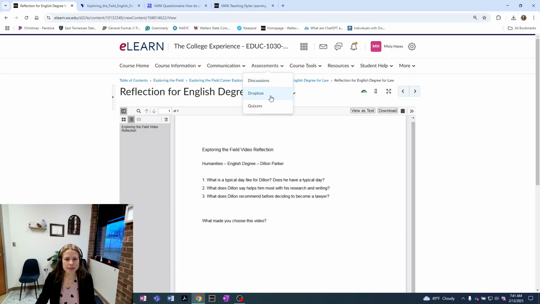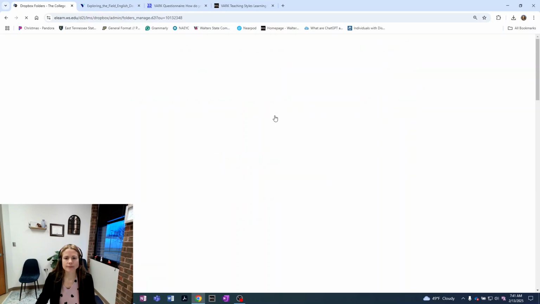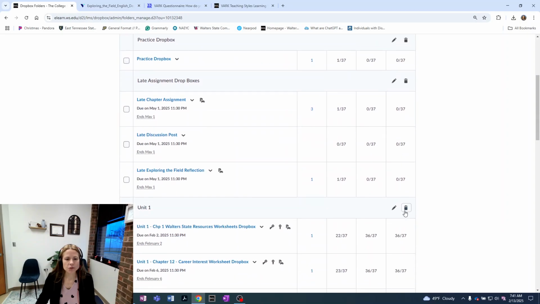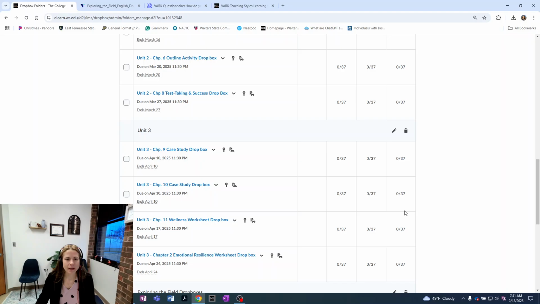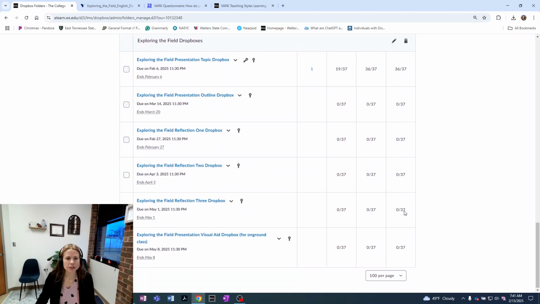Let me show you where your Exploring the Field sections will go. If you hit assessments and go to Dropbox, you're going to have to scroll all the way down past Unit 3. You're going to see a section called Exploring the Field Dropboxes. This is where all the Exploring the Field assignments will go.